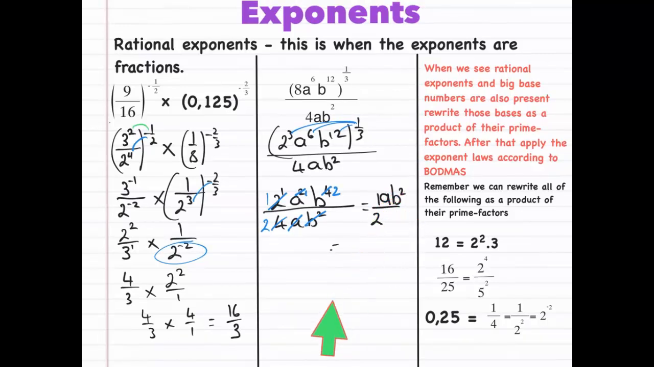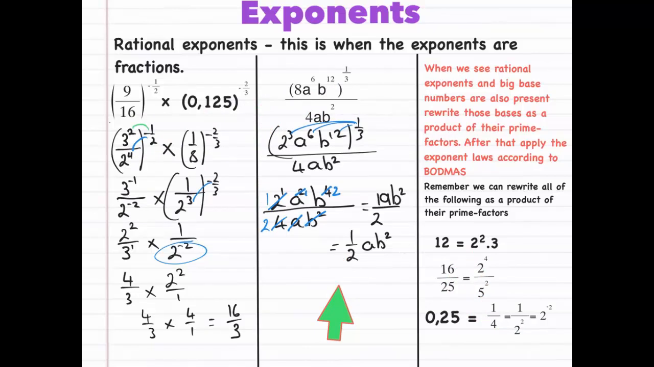There's another way of writing it. It's just a half ab squared, because all of that is at the top. It's only the 2 at the bottom. Okay, great. And that is easy, isn't it? So don't forget, if we see rational exponents, take the big bases, or all the bases when we see rational exponents, and rewrite them as a product of their prime factors.